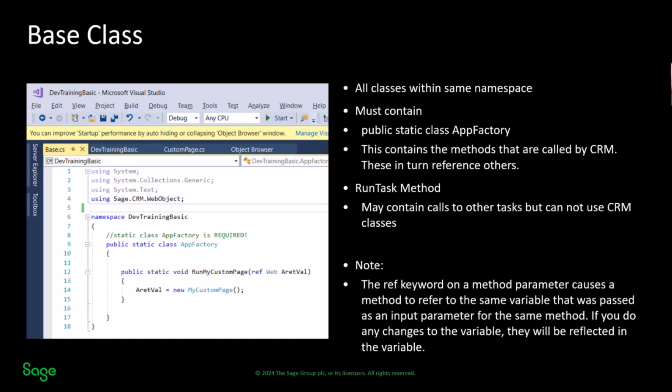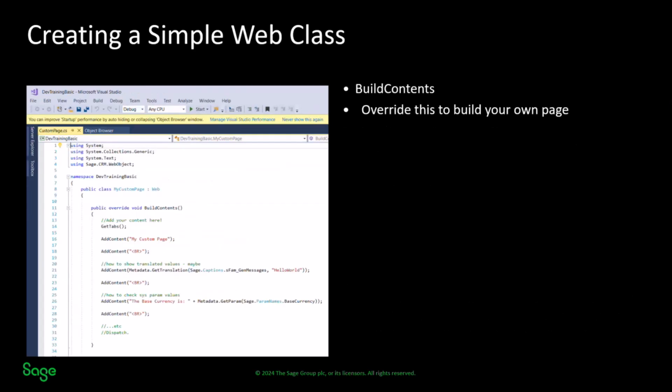The run my custom page is there, the wrapper within the context of the app factory. Okay, so that's basically the structure that we need for that. And then it's the question of the simple web class that we're doing. You'll see that this simple web class works on the basis, and these are in the same namespace. So these are in the same namespace, so everything can see each other.